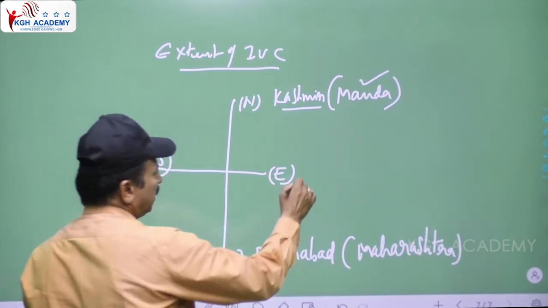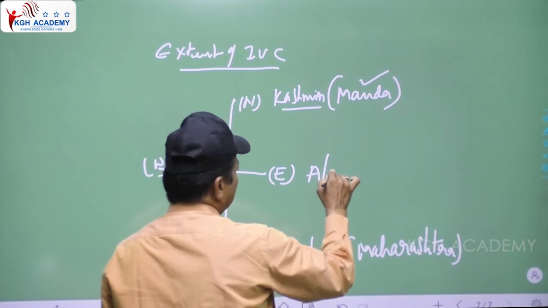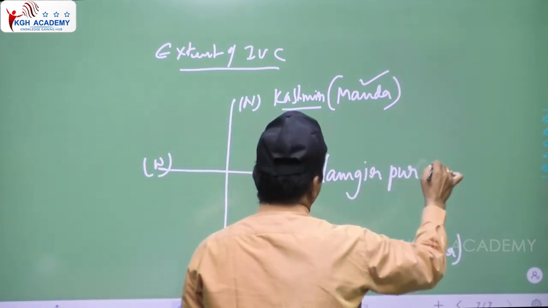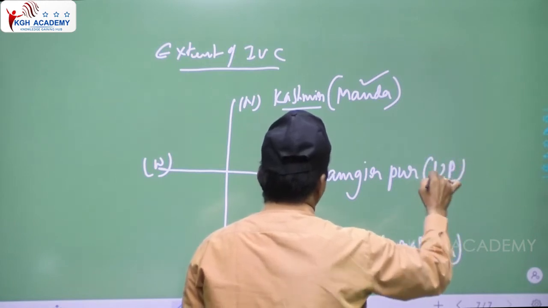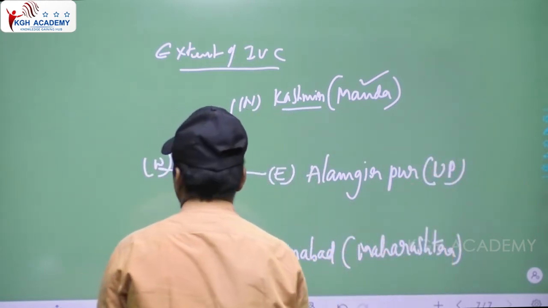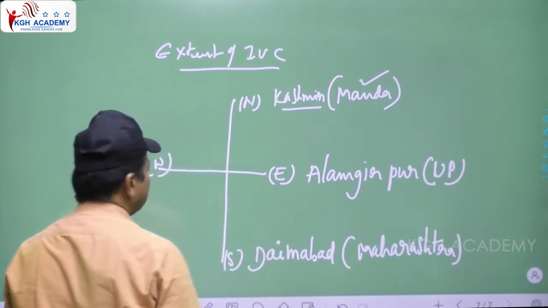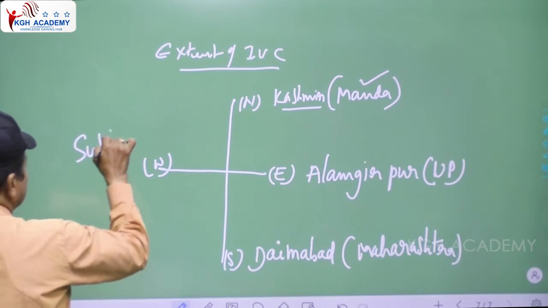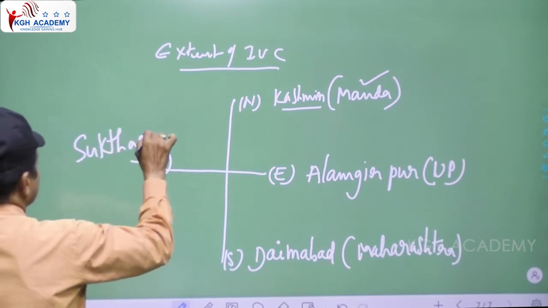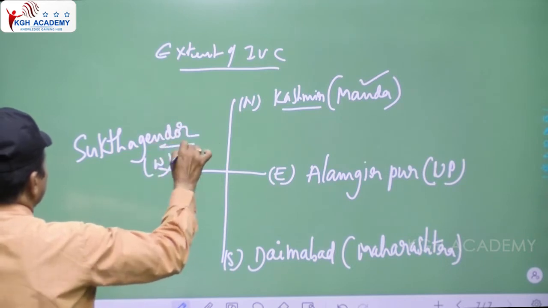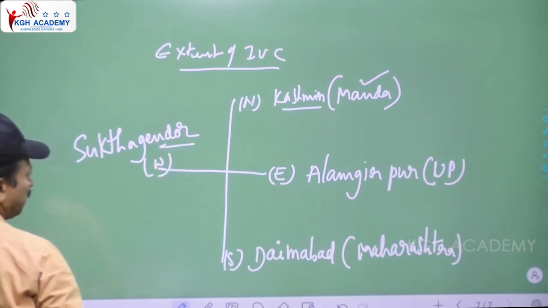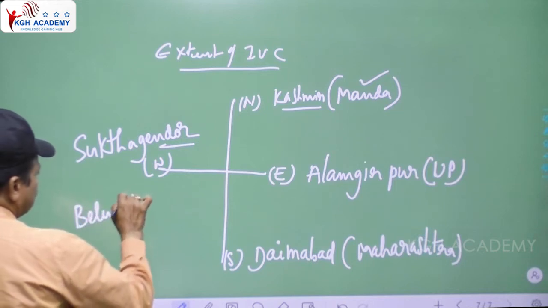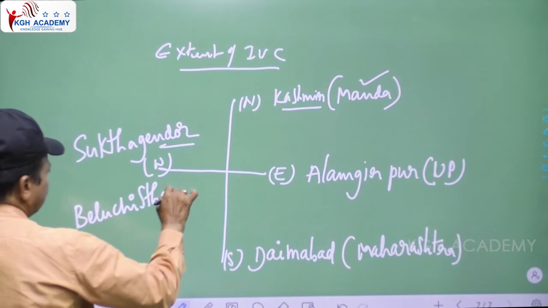Then in the east, up to Alamgirpur. This Alamgirpur comes in Uttar Pradesh, the easternmost point. Sutkagen Dor is the westernmost point, located in Balochistan.